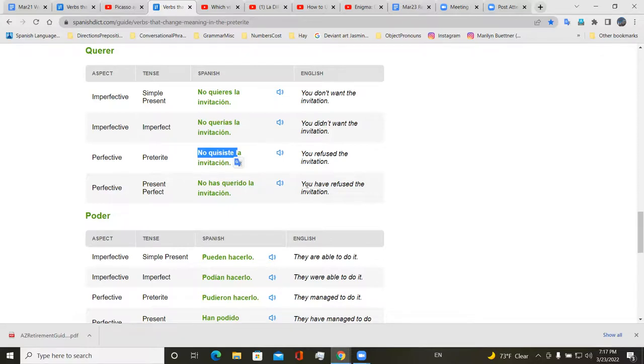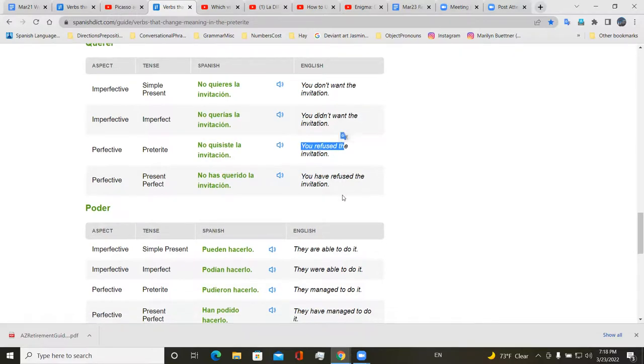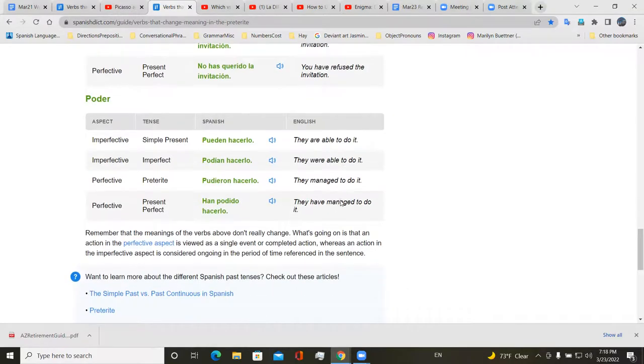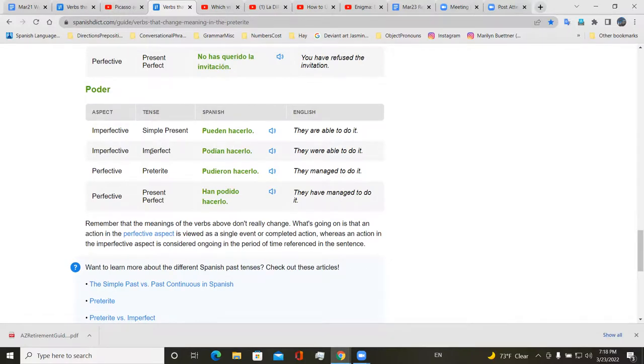Okay. No quise lavar el coche, perdón. No quise lavar el coche is I refused to do something. So no with a preterite querer is really, really specific in how it changes the meaning. And poder can be pretty, pretty funky too.